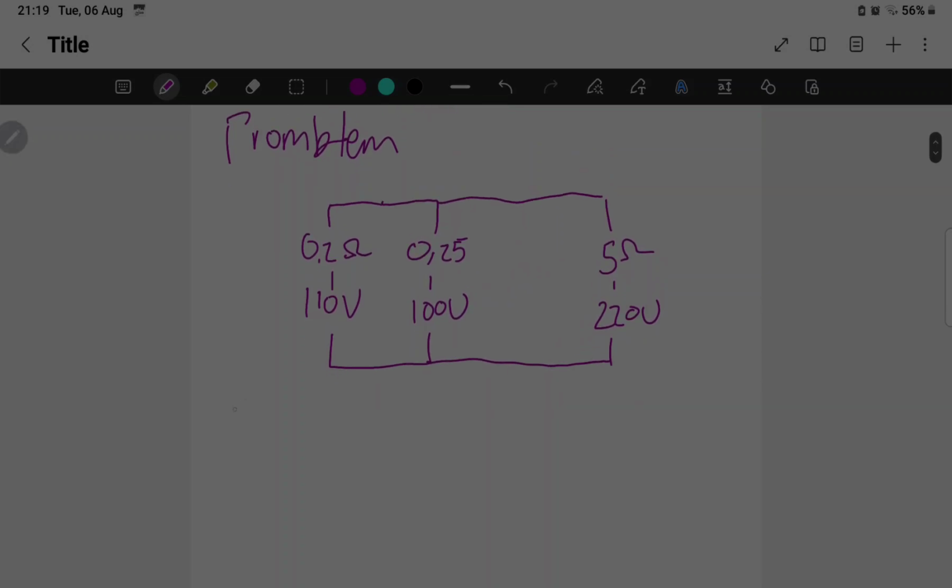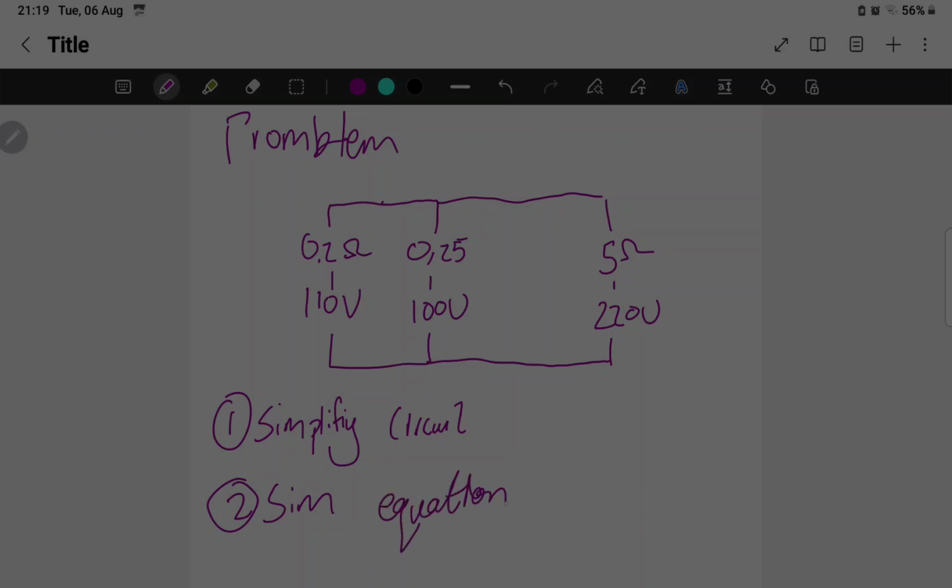To solve Kirchhoff's law, the first step is you have to simplify the circuit, and then the second step is to form simultaneous equations. Basically, we require 1, 2, or 3 equations which we need to solve for. When you have one unknown, it's very easy to solve.